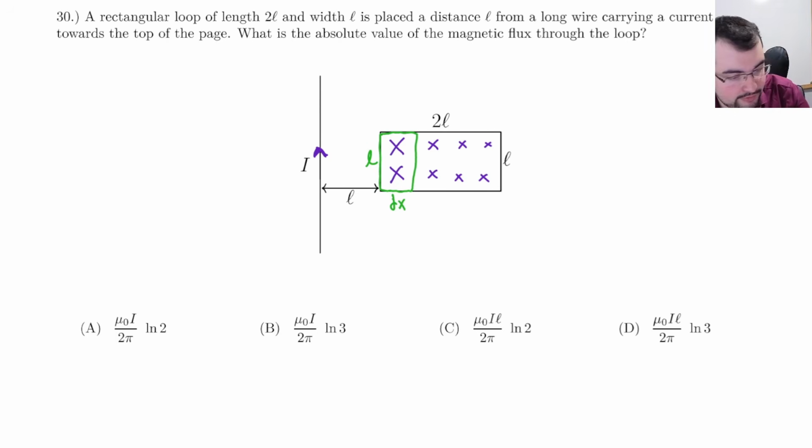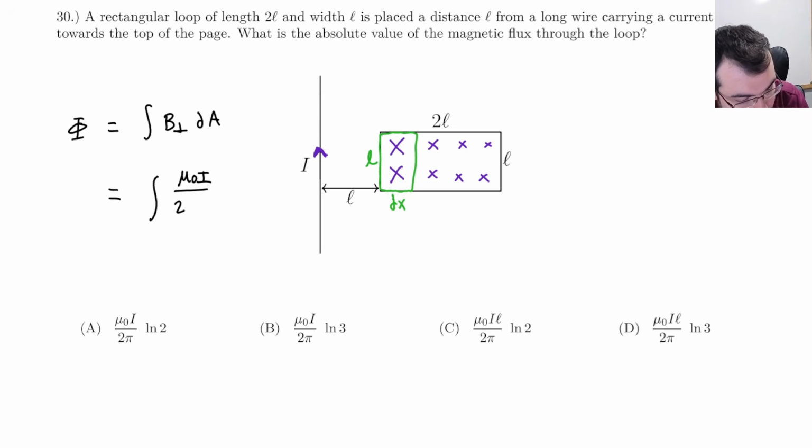So again, we know that flux, we can find it if we have a non-constant field by integrating. And the entire field is perpendicular, so we'll just use the expression for B from a wire, which is mu naught I over 2 pi r, and r in this case would be the distance x from the wire that the strip is at, and dA would be L times dx.